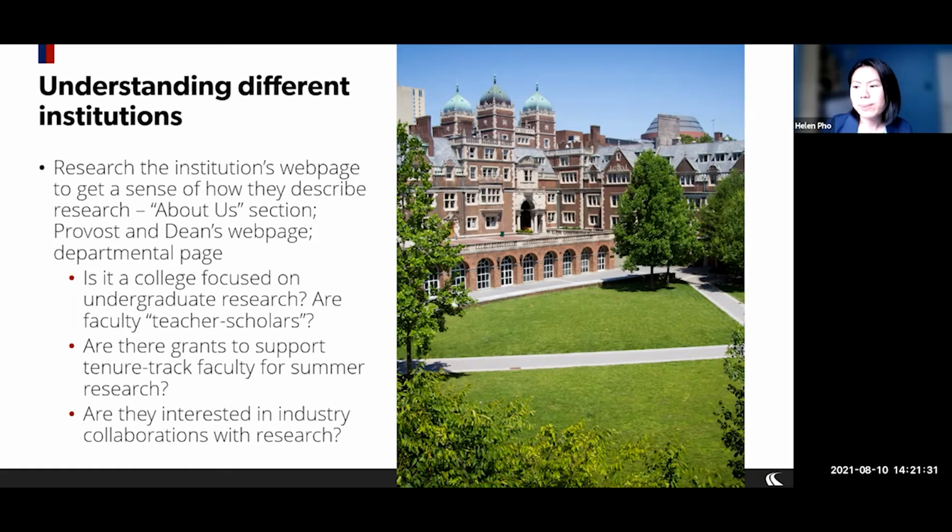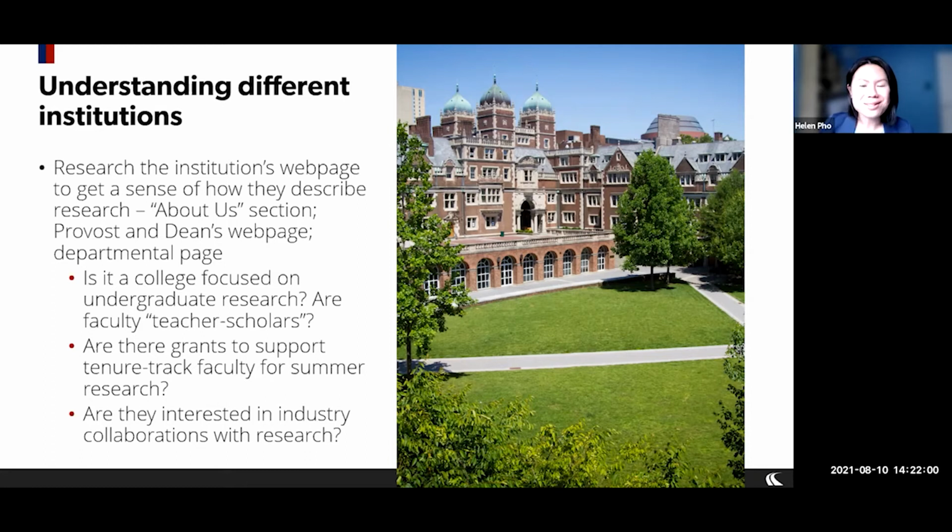As you're looking at these web pages, you want to know, are there grants to support tenure track faculty for summer research, for example? Are they interested in industry collaborations with research? It's really important to get a sense of that information. Another place to look that answers the question about how you would know if research is going to be tenurable or publishable or fundable, what are those standards, is the faculty handbook.